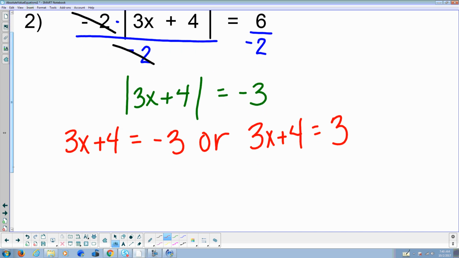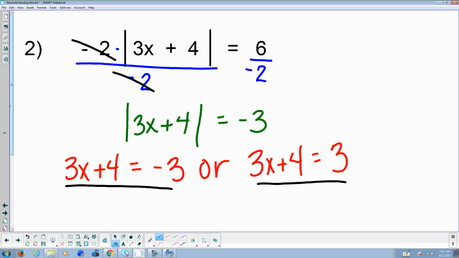But I will tell you now that I'm going to save us some time. I can go through all the steps to solve this equation, and I'll get 2 answers. And then if I go back and check those answers in my original problem, I'm going to find that neither answer is going to work. Let me tell you how I know that.